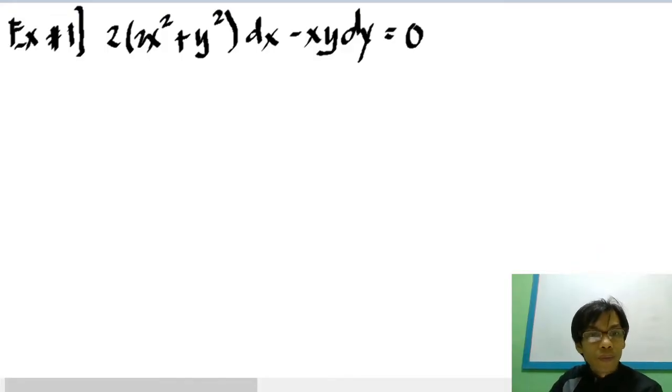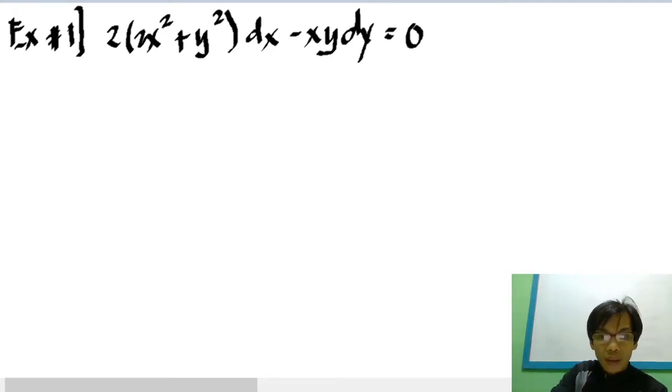Okay, as an example, if we have here the problem 2 multiplied by the quantity 2x squared plus y squared dx minus xy dy is equal to 0, the first thing we have to look into is, can the variables be separated? If yes, just do the separation of variables. But in this particular problem, it's not. So let's take a look at its degree. Looking into this problem, they have the same degree, right? So the degree is 2. So this is a homogeneous equation.